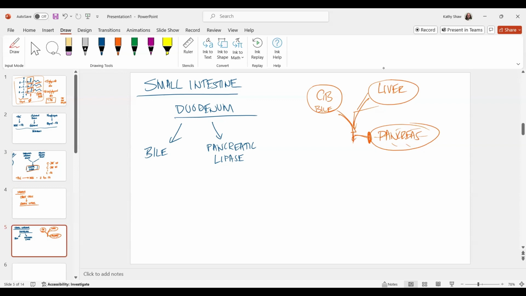So what we're going to do with all of this is break a large fat droplet down into some smaller droplets. So what I'm really talking about here is a process called emulsification.